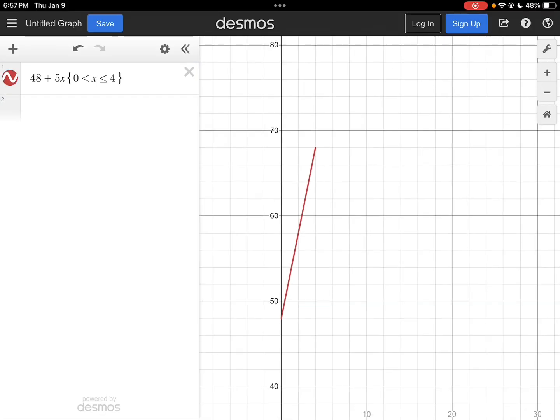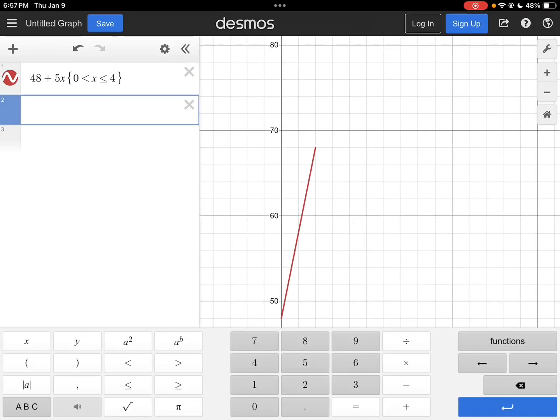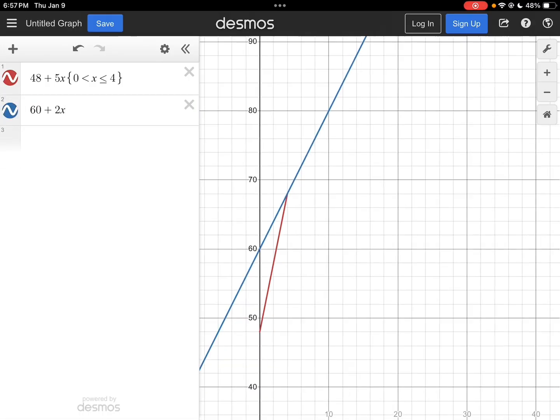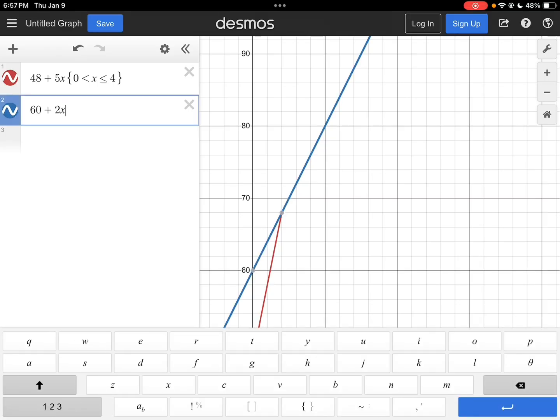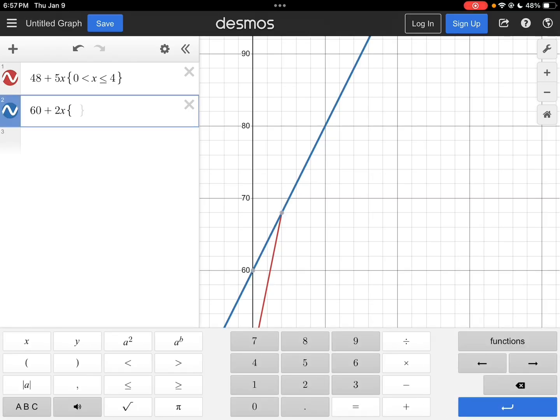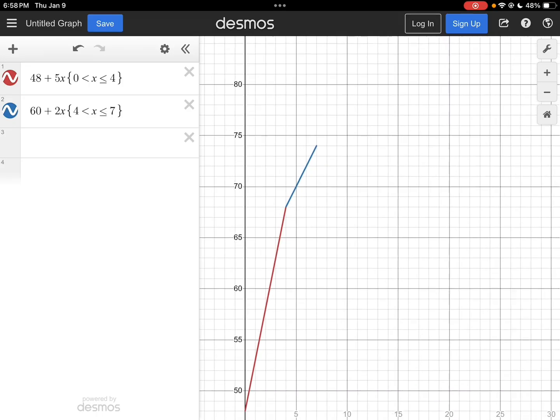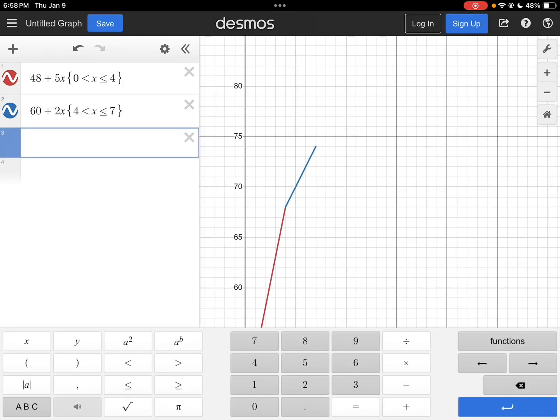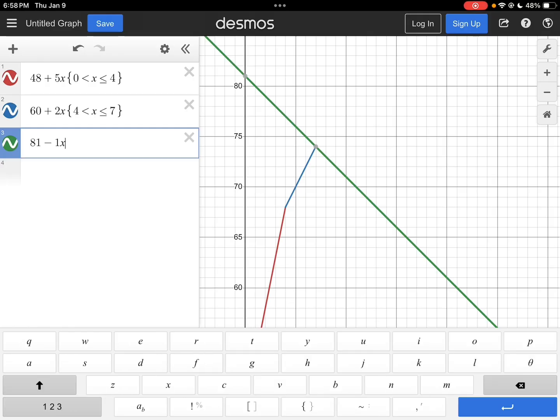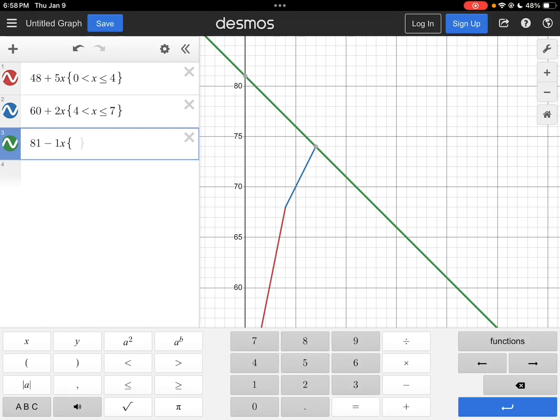Now it expires. So I'm going to put in my second jug of milk that I have highlighted in red. 60 plus 2x, it goes on forever. I'm going to make it expire. And now it's kind of connecting to each other. So my last function that I've highlighted in green, put on my expiration date here.